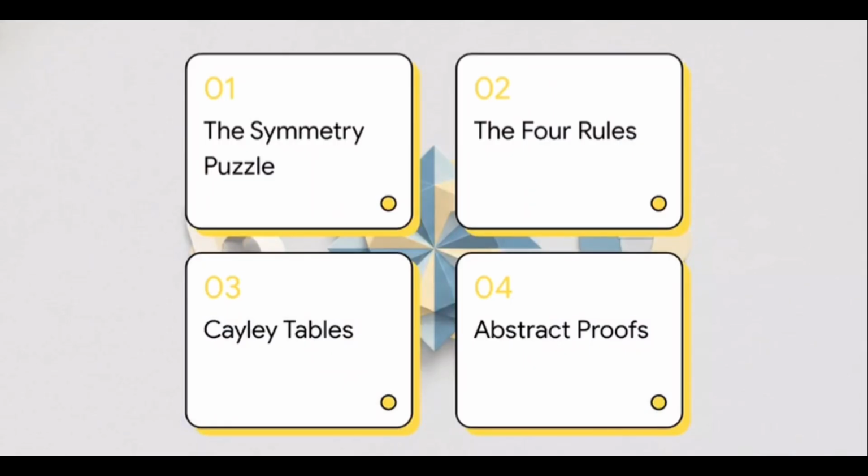So here is our roadmap for today. We'll start with a symmetry puzzle using the Rubik's Cube. Then we'll unpack the 4 rules of a group. After that, we'll dive into calculation applications using Cayley tables. And finally, we'll wrap up with abstract proofs using some really simple analogies.